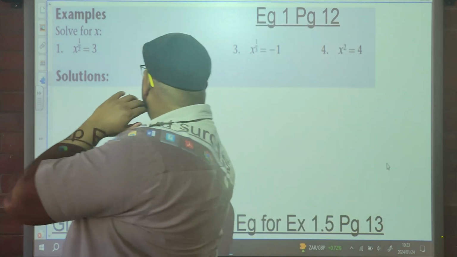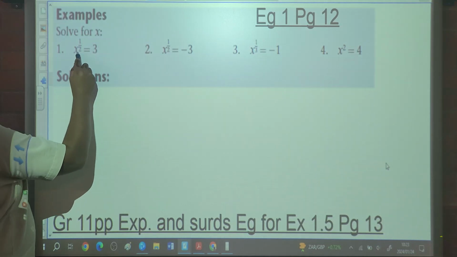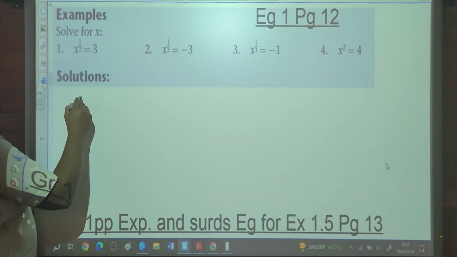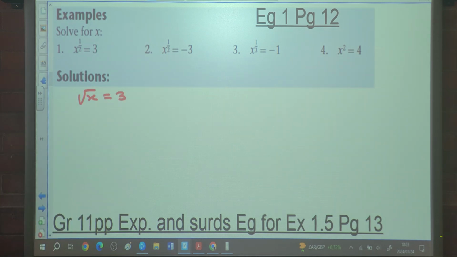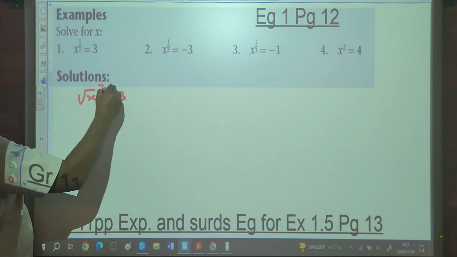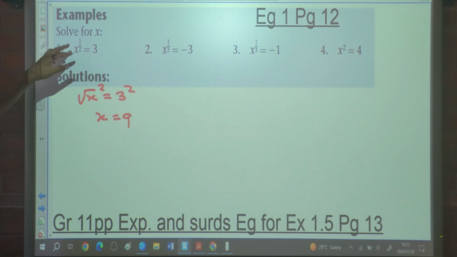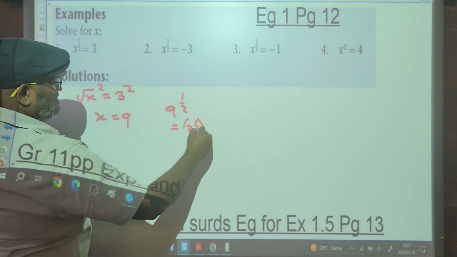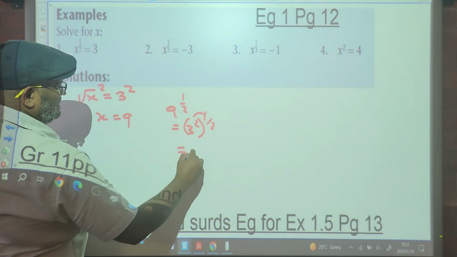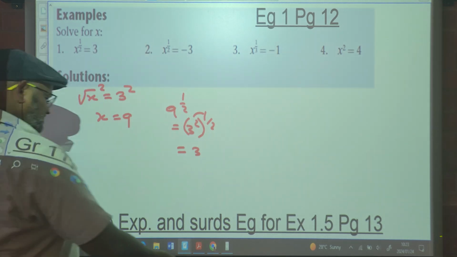So the question says solve for x. So this here could be written as the square root of x equals 3. How do I get x on its own? Square both sides, right? So x is equal to 9. And you can test it. If I put 9 in here, 9 to the half, that's going to be 3 squared raised to the half. Multiply the exponents and it's going to give you 3.